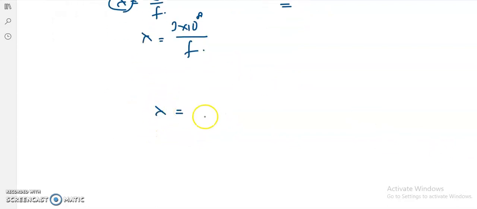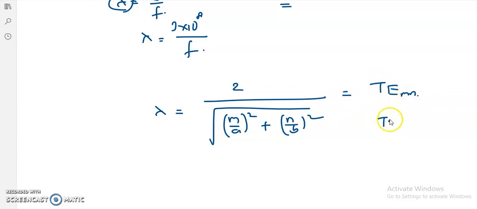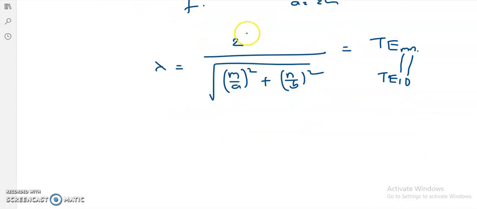So first we will find the wavelength of the rectangular waveguide. It is 2 divided by the root of (m by a) whole square plus (n by b) whole square, and it is the wavelength for the TE mode mn. But here in the given question they are asking about TE10. So TE10 means m is equal to 1 and n is equal to 0, and they gave the broader dimension A equal to 2 centimeters. So now I am substituting all these values in this formula, that is m equal to 1, n equal to 0, and A equal to 2 centimeters.